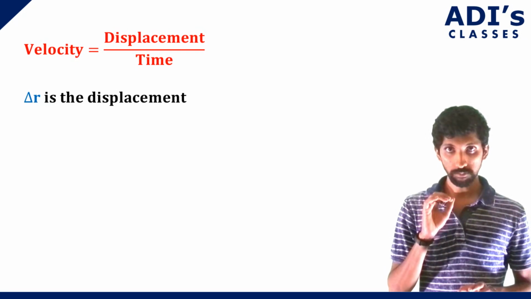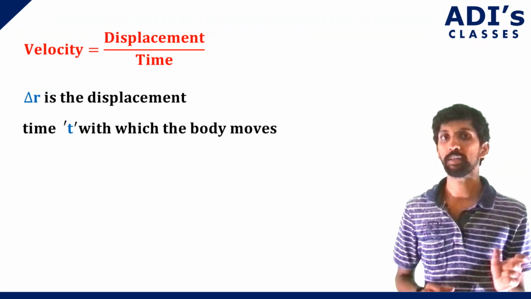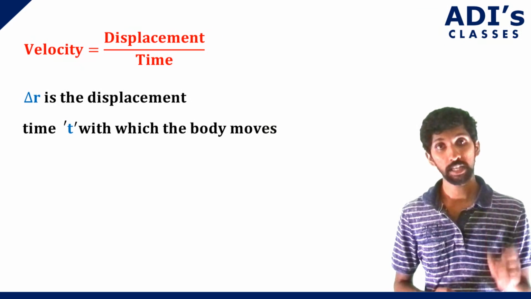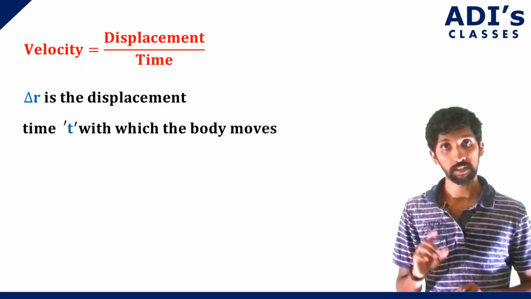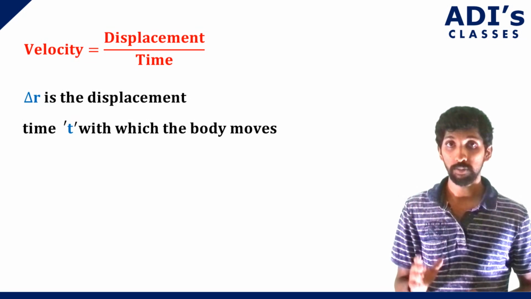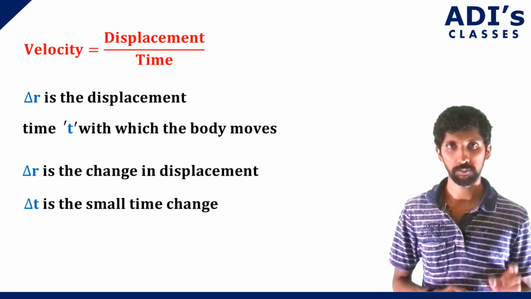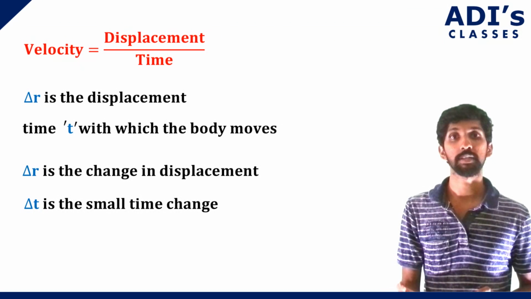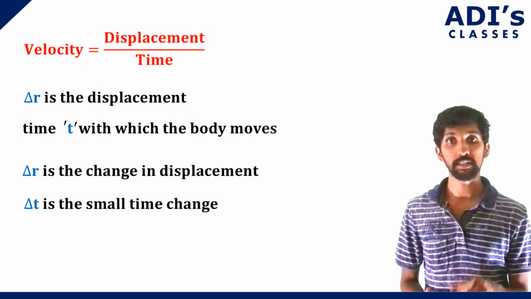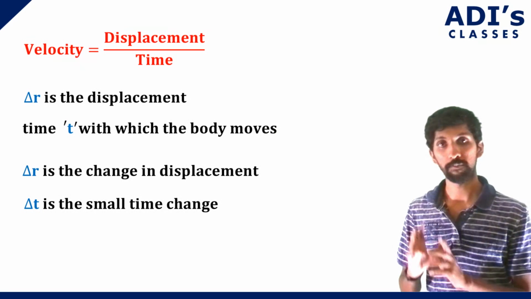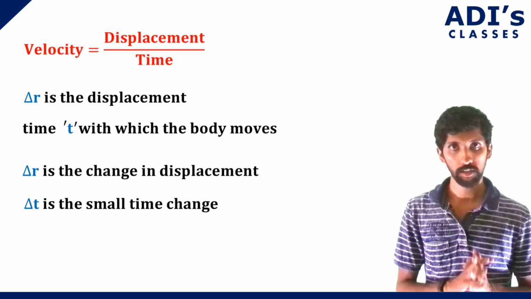Now what we'll do is consider a very small displacement and a very small time taken. So we call these values delta r and delta t. We call these values infinitesimal. Infinitesimal is very small. So a very small displacement delta r is happening in a very small time, that is delta t. So my velocity v becomes delta r by delta t, correct?